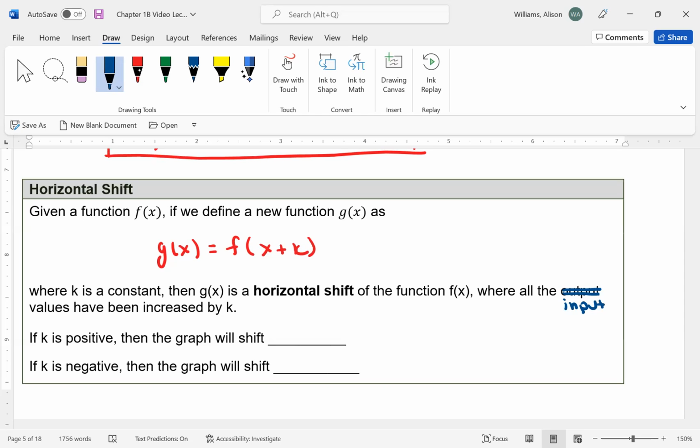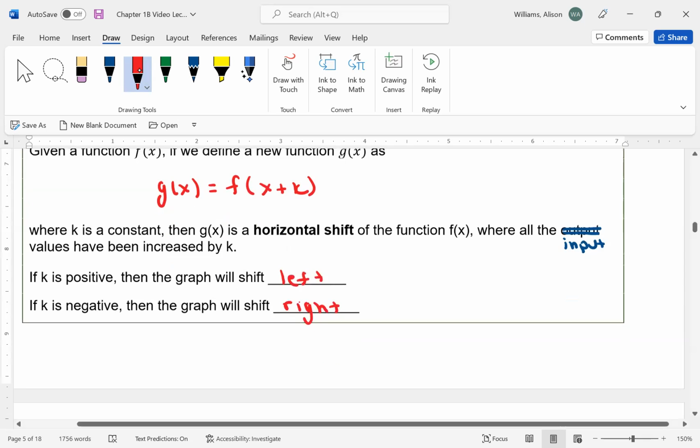And because of that, it actually works differently than we'd expect. Because we're adding it to the inputs, when we add a value, that ends up shifting the graph to the left. Kind of feels counterintuitive. You feel like if you add a value to the input, it should possibly shift the whole graph to the right, but it isn't. It actually goes to the left. And then if it's a negative, it ends up going to the right. Let's look at why that is, using the table example.